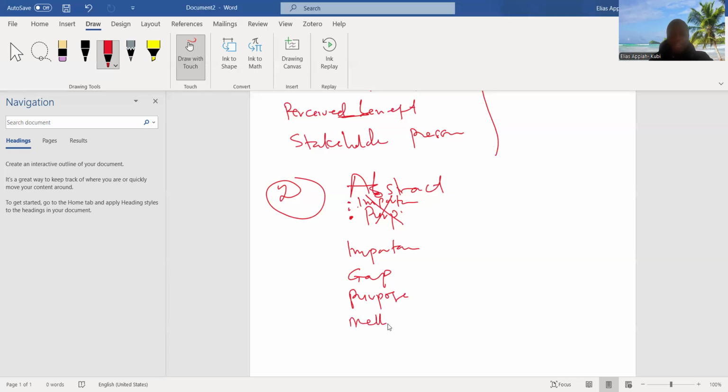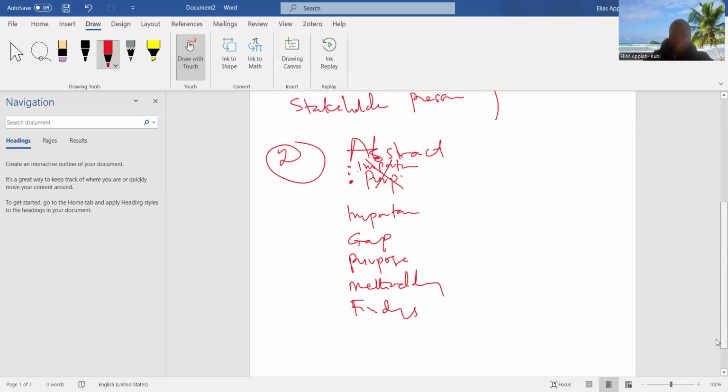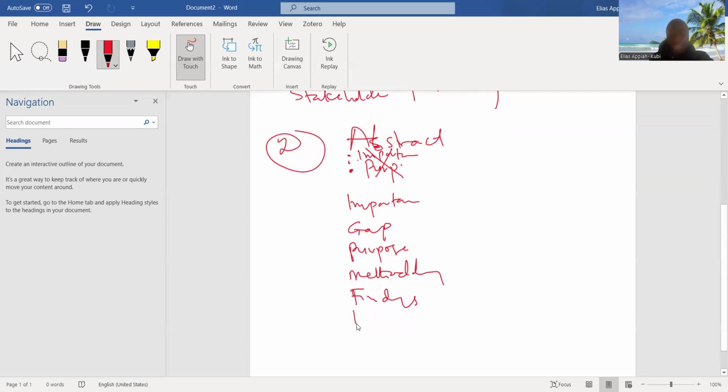Then the methodology of the study. Then your findings. Then you come to the implications of the findings. And of course, you can add the novelty of the study. So these are the various issues included in the abstract.